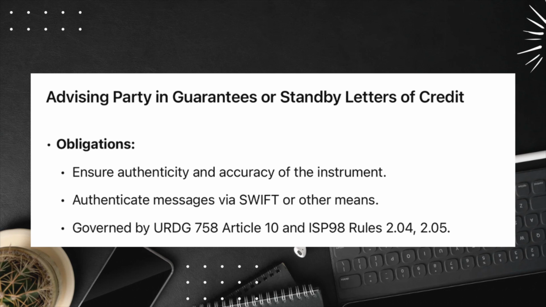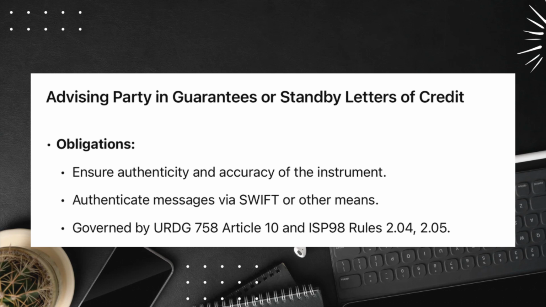In the case of standby letters of credit, ISP 98 Rule 2.04 and 2.05 outline a similar procedure for an advisor. By advising the standby letter, the advisor confirms they have checked the authenticity of the message. Whether it is a demand guarantee or standby letter of credit, these verification steps are all about protecting the beneficiary from receiving fraudulent or altered documents.